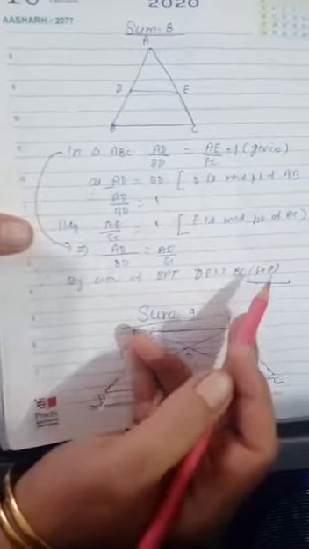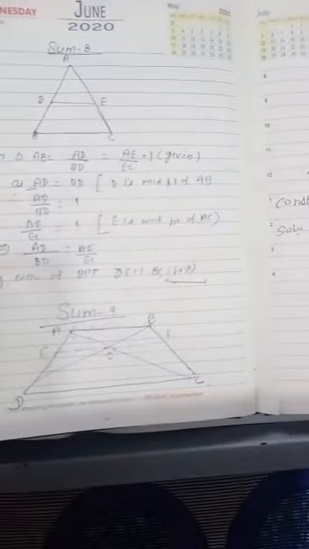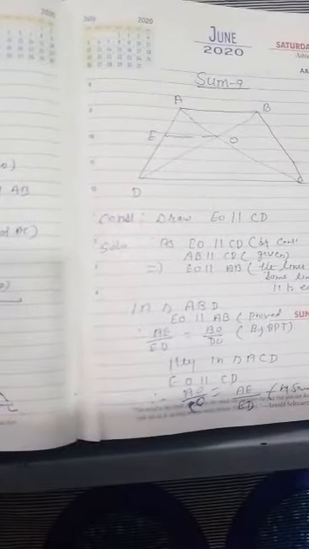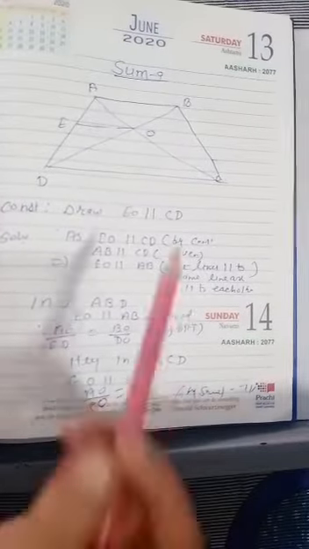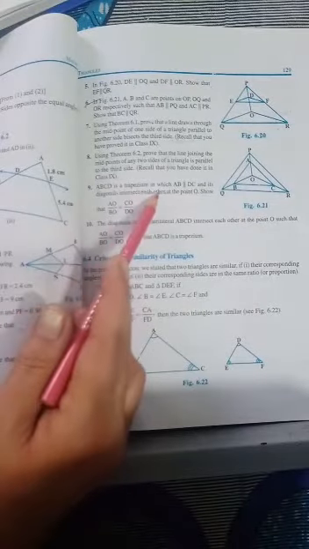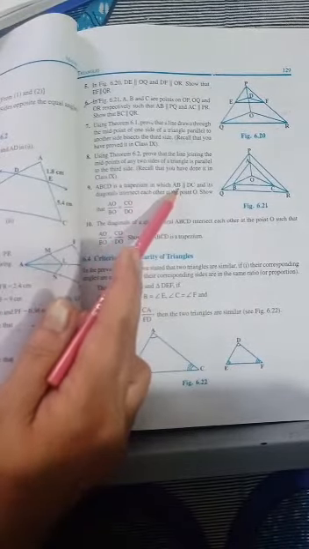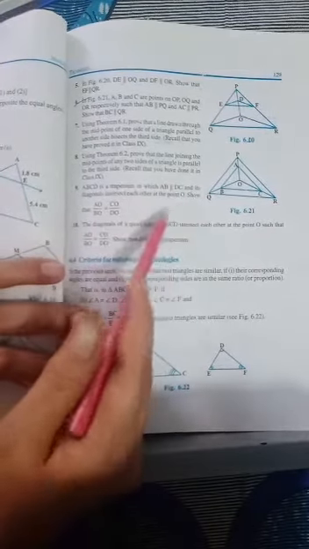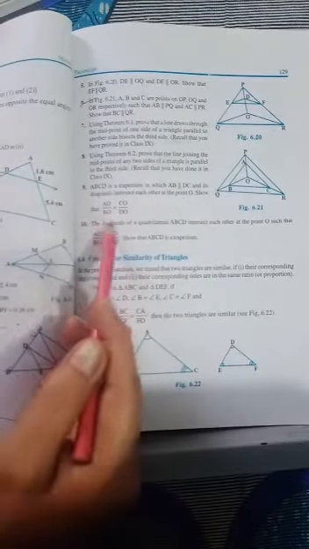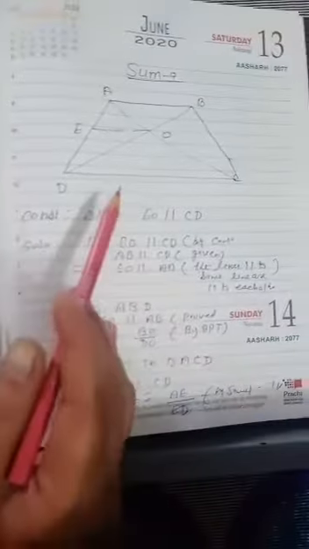Clear? Now let's do sum number 9. ABCD is a given trapezium. In sum 9, it has been given that ABCD is a trapezium in which AB is parallel to CD and its diagonals intersect at O. Show that AO upon BO is equal to CO upon DO.